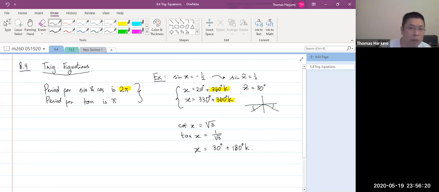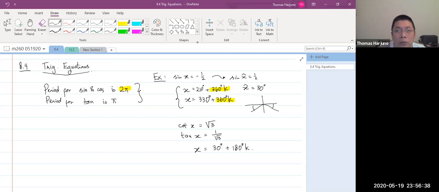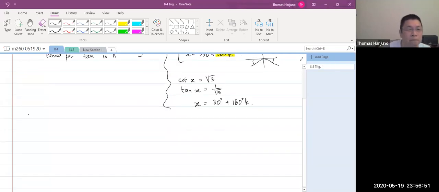Now sometimes they want the answer in radians, then you use 2 pi K, or in this case, plus pi K instead. Are you with me? Yes. Okay. Let me see how many people are here. Now these are basic examples though. Now let's go on to harder questions.